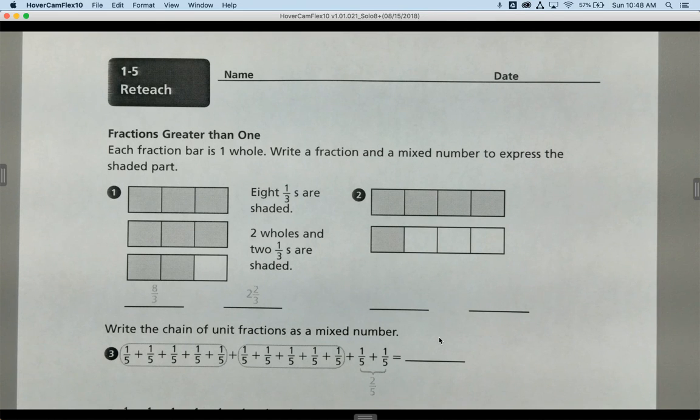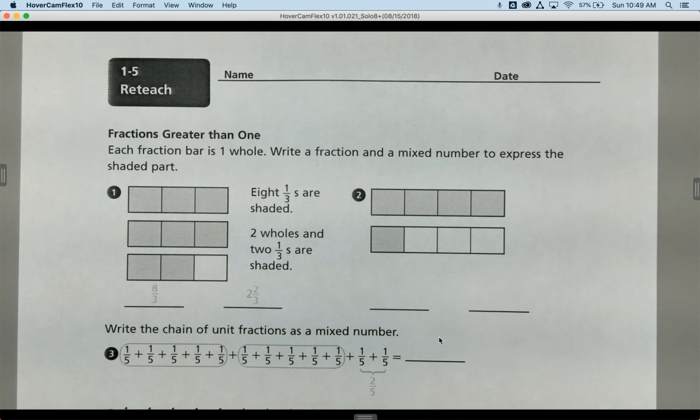Lesson 1-5, converting mixed numbers and improper fractions. A mixed number, as the name implies, is simply something that has two parts. It's got a whole number part and it's got a fractional part. For example, 1 1/2. It's a mixed number because it's got the whole number part, the 1, and the fractional part, the half.